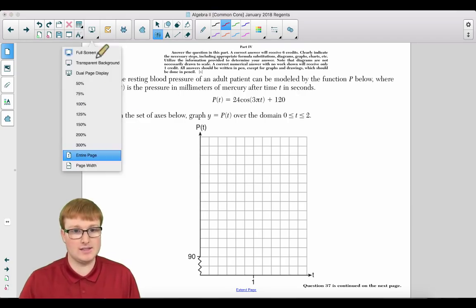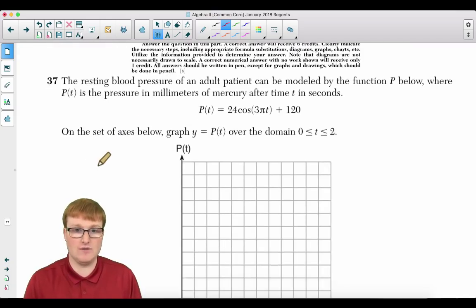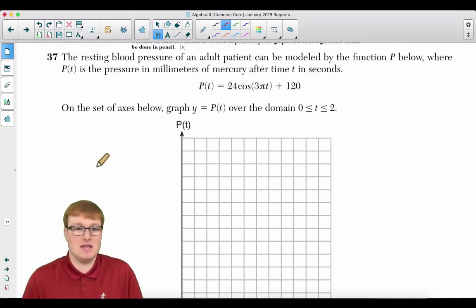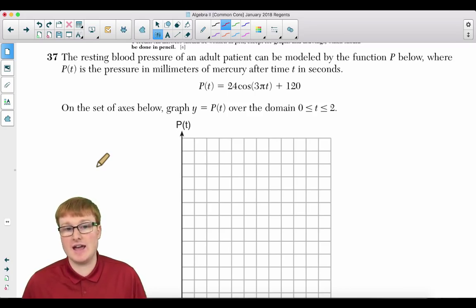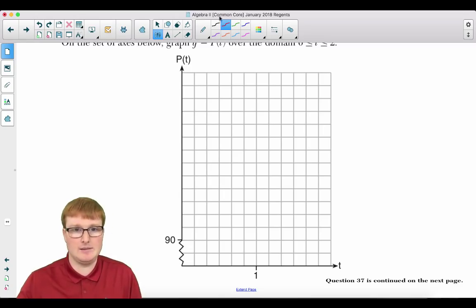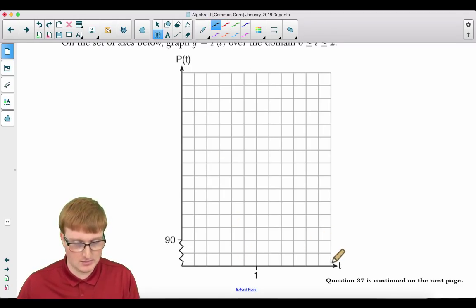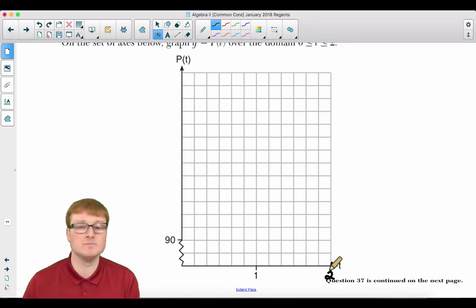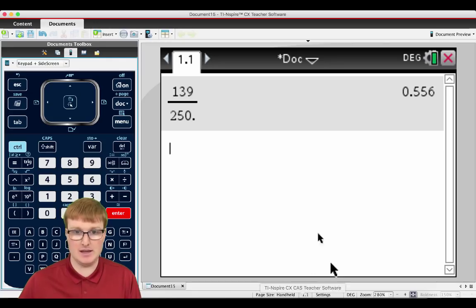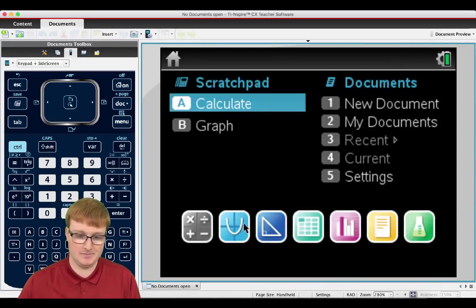Moving on to the final question of this examination. The resting blood pressure of an adult patient may be modeled by the function P below, where P of t is the pressure in millimeters of mercury after time t in seconds. On the set of axes below, graph y equals P of t over the domain from 0 to 2. I'm going to go ahead and graph this on my TI-inspired calculator.